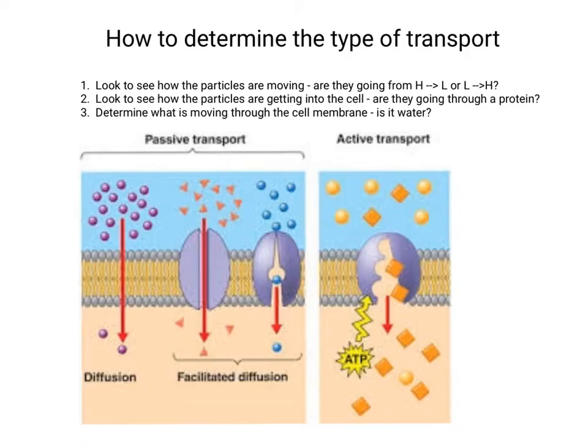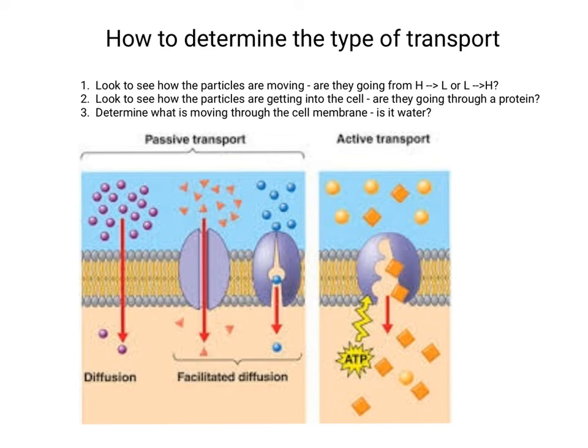Alright, so let's review. How can you determine the type of transport? That is a big part of this unit. Given different pictures, you have to determine what's going on. And the best way to do that is to use a 3-step process. This is what I use myself, and that is first to see how the particles are moving. So are they going from high to low concentration, or are they moving from low to high?